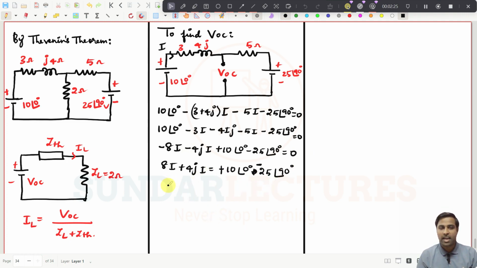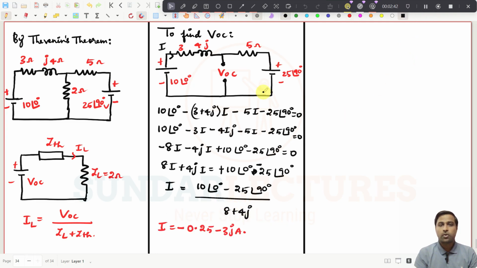Now I can take I commonly outside. It will be 10 at an angle of 0 degrees minus 25 at an angle of 90 degrees, divided by 8 plus 4j. If I simplify this, I get minus 0.25 minus 3j amperes. Now I know what this current is.